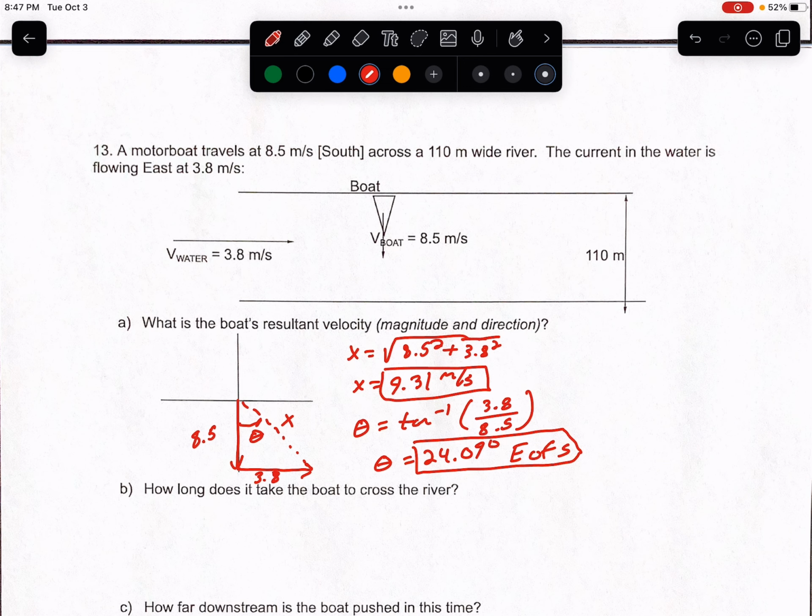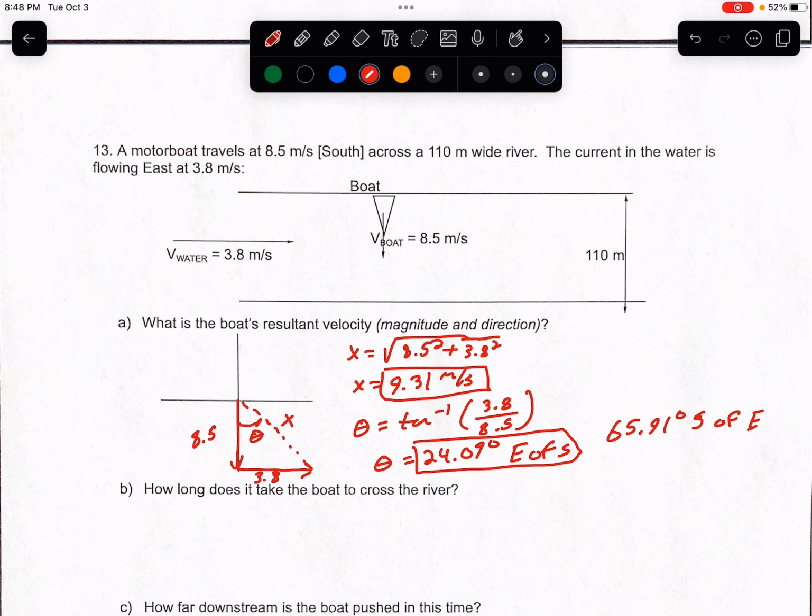If you went east first and then south, your angle is going to be 65.91 degrees south of east. These are called equivalent angles. Equivalent angles means they both add up to 90. They just have a different direction on them. So we have east of south versus south of east. But regardless, an equivalent angle means if you know one angle, the other one has to add up to 90 degrees.